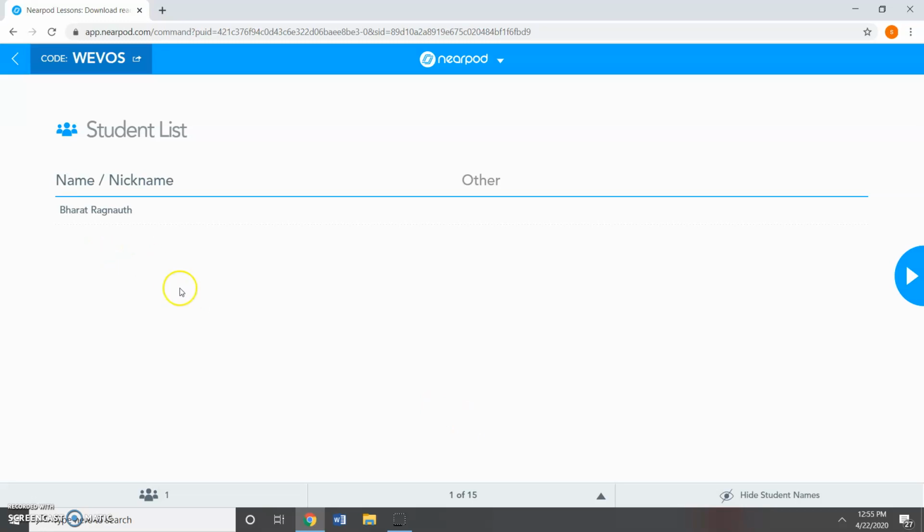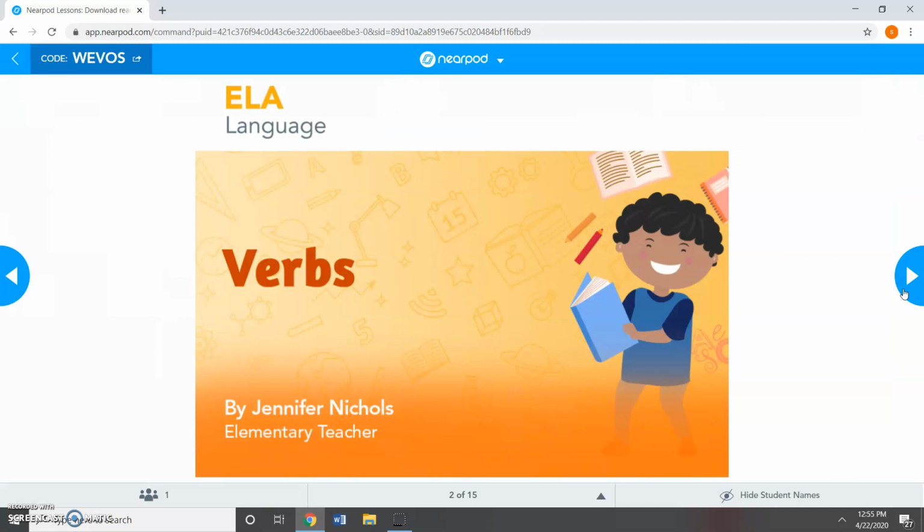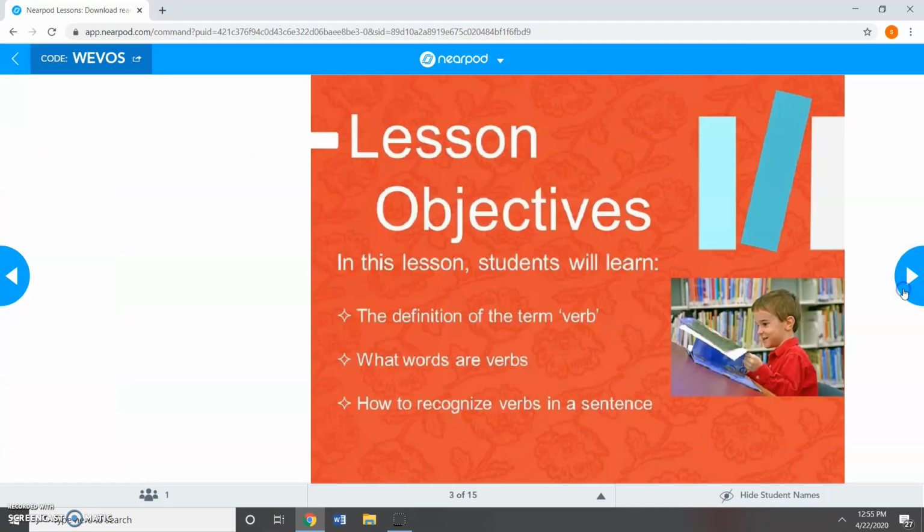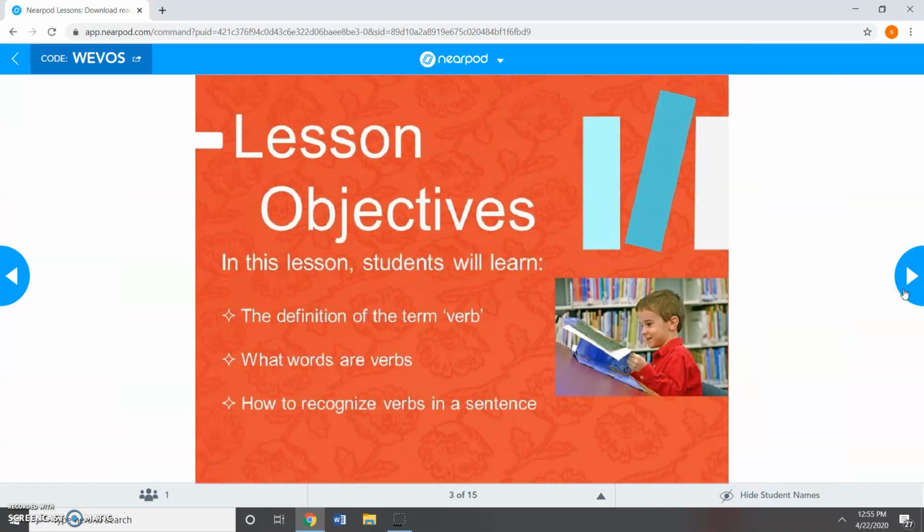Okay, so now you can see the student's name. This is Mr. Ragnar. Most of you might know him. Okay, I hope I'm saying his name correctly. It also allows me, on the left hand side, to see how many persons have done the assignment, and it would have listed their names right here. So it's only one person I gave it to, so it's only one person that's there right now. As we proceed, we again see the name of the lesson. We see the objectives of the lesson.